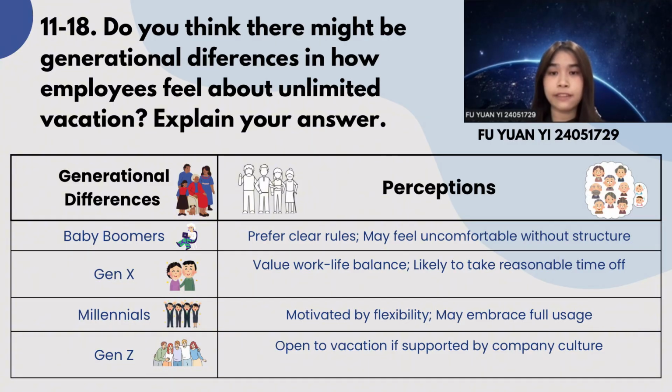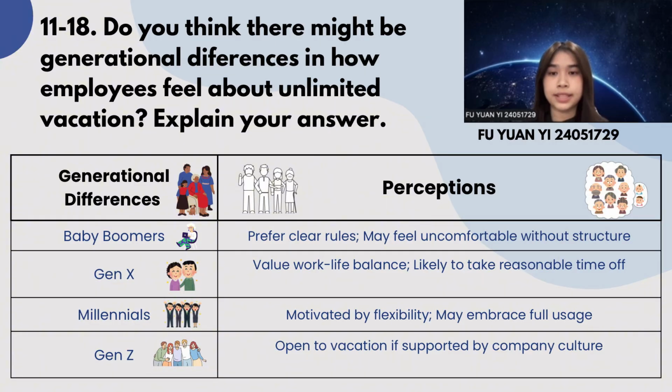In addition, Generation X tends to be more independent and practical. They value work-life balance, but they are also very task-oriented. With unlimited vacation, Gen X employees are likely to take time off responsibly. They usually do not abuse the policy, but instead plan their leave around work routines and deadlines. For this group, unlimited vacation works best when expectations are clear and performance is measured by results rather than work hours.